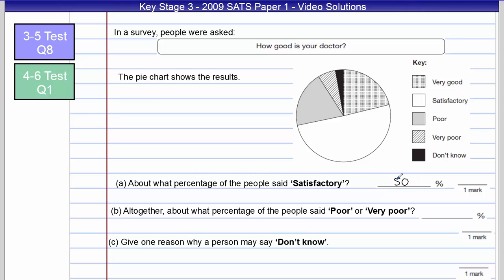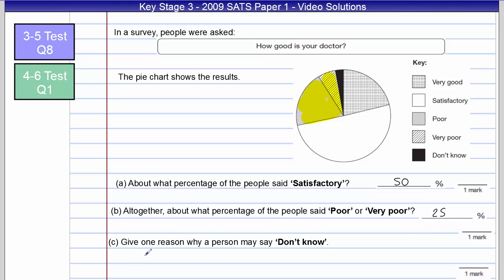You can also have anything from 49 to 53, but really you should be looking at putting 50% as your answer. In part B, it says altogether, about what percentage of the people said poor or very poor. Well, poor is this shaded bit here. But we're also going to add to that the bit that's very poor that looks like this bit here. And if we coloured in all that, you should be able to see that that's pretty much a quarter of the pie chart. And a quarter of something is 25%. You can have any answer here between 23 and 27 and still get the marks though.